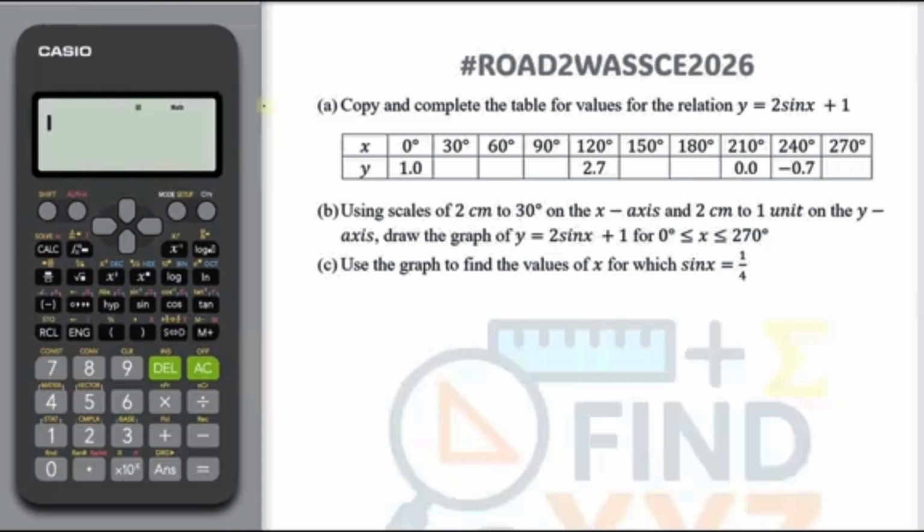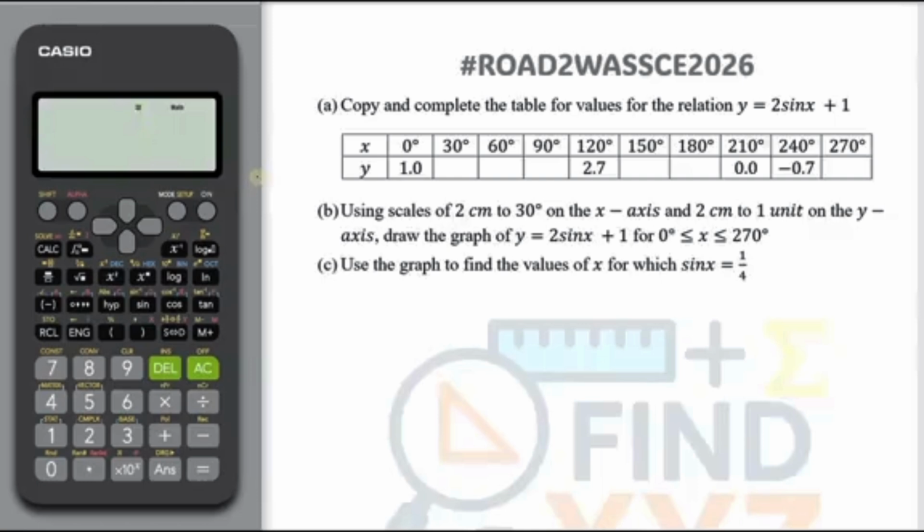Let's begin. Because we are asked to copy and complete the table, we are going to use the calculator to do that. And since our input values, that is the x values, are given in degrees, the first thing is to check whether your calculator is in degree mode. If it is, fine, you can go ahead. However, if your calculator is in radian, you can change it by pressing the shift key, then mode. Then you can clearly see degree is 3 and radian is 4. Since we want degree, you enter 3 and our calculator will switch to degree mode. Then we can begin.